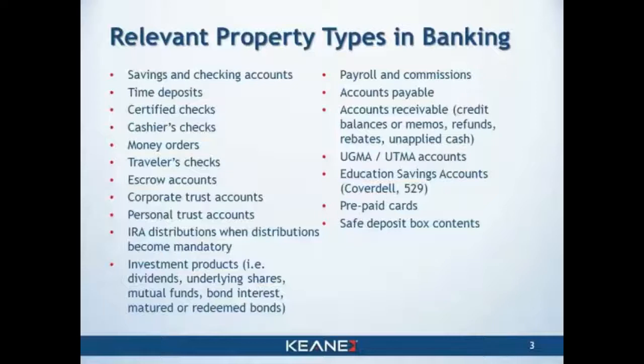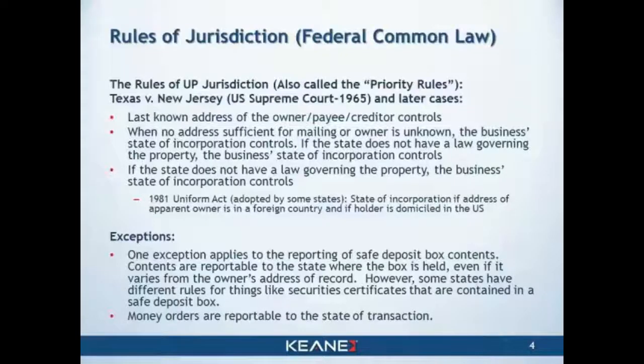So let's talk a little bit about this: you've identified that you have these accounts, and you know that they need to be reported as unclaimed property. So where do you report them, and what are the laws governing where they need to be reported? We call these in the world of unclaimed property the priority rules. Where is unclaimed property reportable? And in 1965, there was a Supreme Court case of Texas versus New Jersey that established the priority rules for the reporting of unclaimed property.